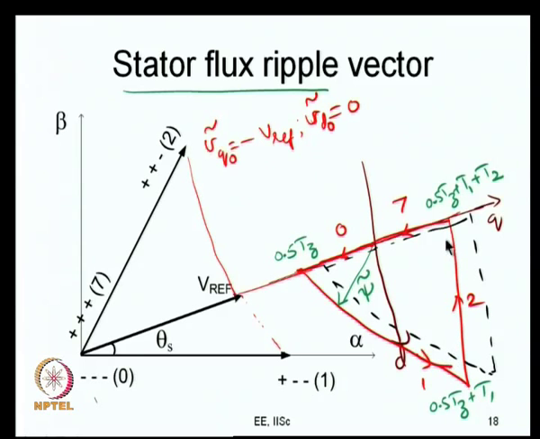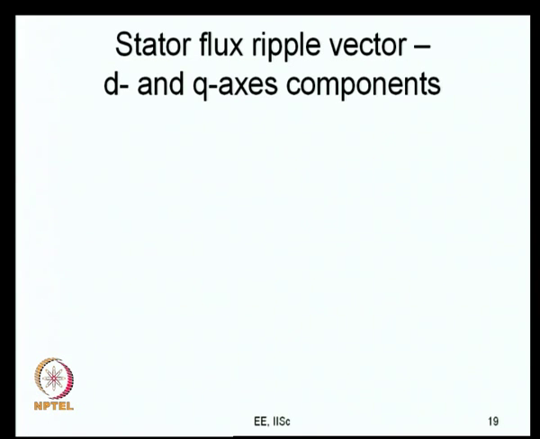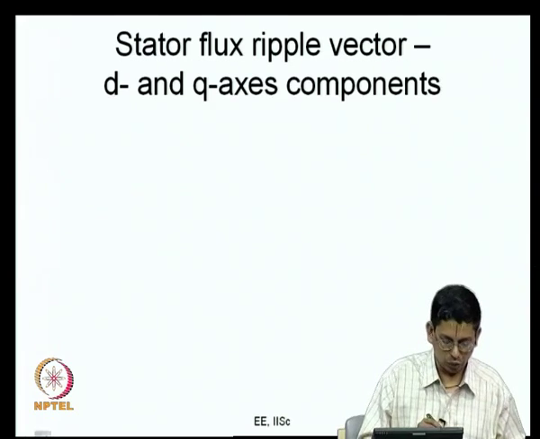So, this is how the error voltage vector is. I have just shown the trajectory of this error voltage vector along the q axis and the d axis, and now it is time for us to break that into the d and q axis components. So, let us do this again now.